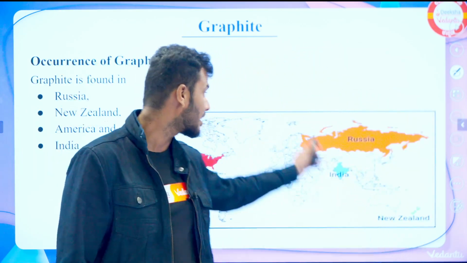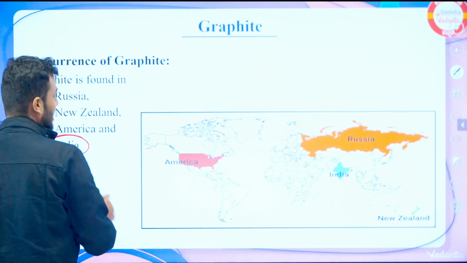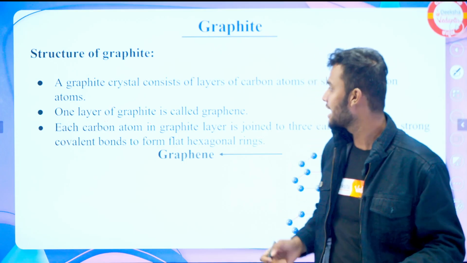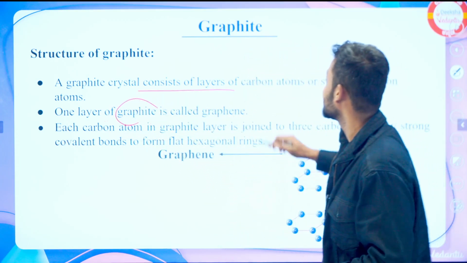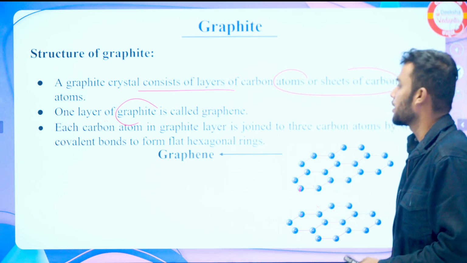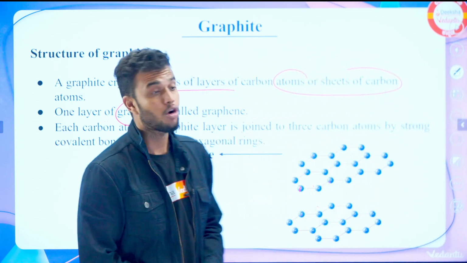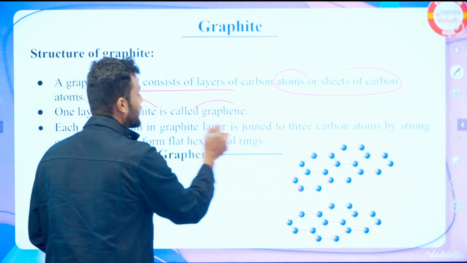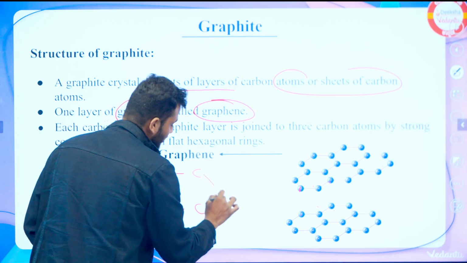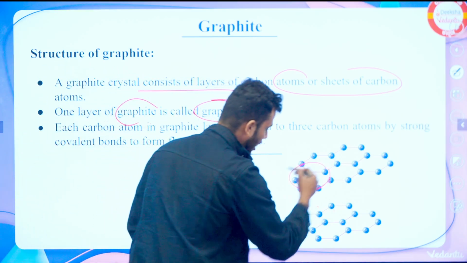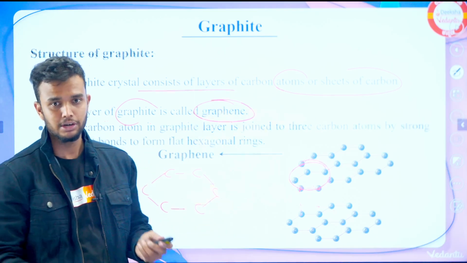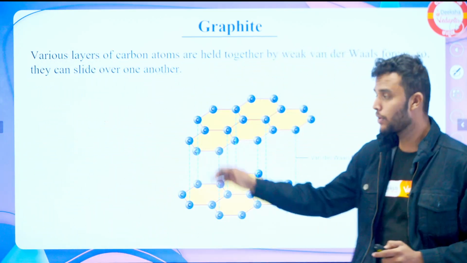Next, move on to graphite. These are the countries where graphite is mined. India is also there in graphite mining. Okay, students, it is different. Graphite structure is different. Graphite has layers. A graphite crystal consists of sheets of carbon atoms. Look here, sheets of carbon atoms. And also one layer of graphite is called graphene. Very important, graphene. Carbon atoms in graphite are arranged in a hexagonal shape. Okay, six-sided shape. See here, the sheets are placed one by one. Okay, students, this is the structure. See here, the various layers are linked together.